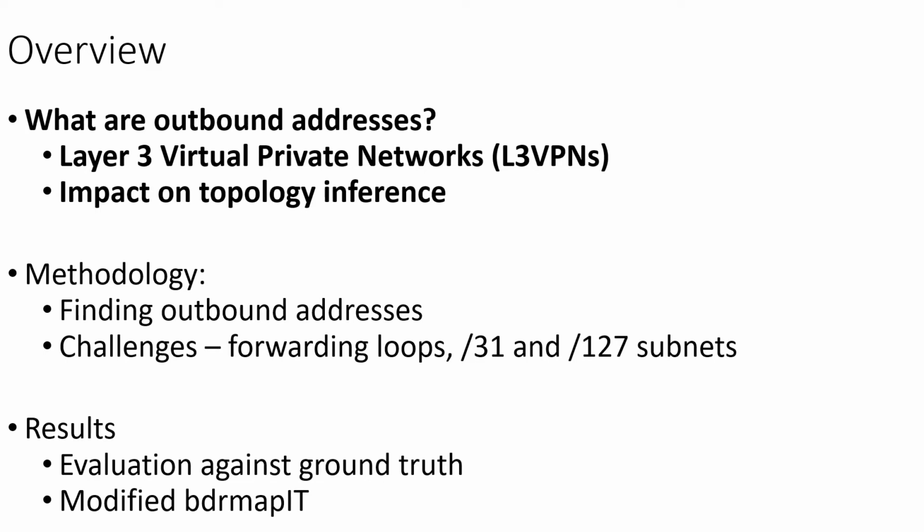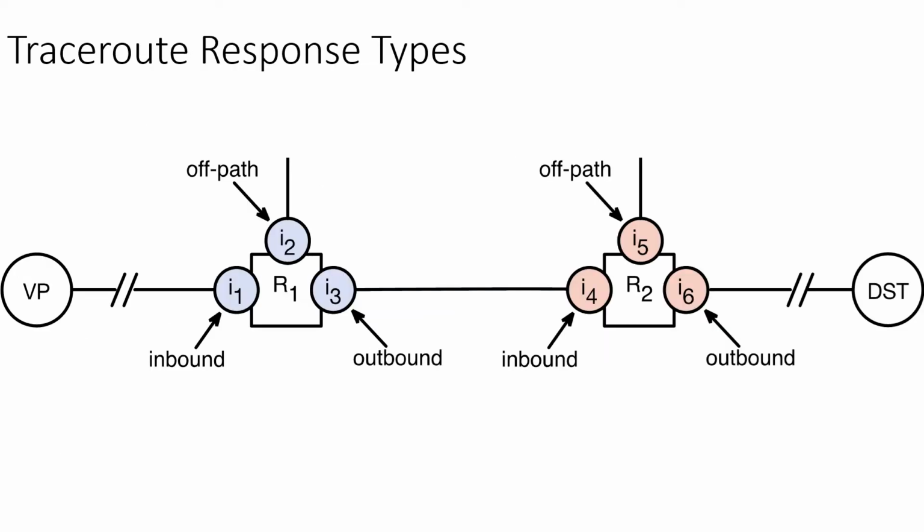So first things first, what are outbound addresses in traceroute? Well, let's say you send a traceroute probe, the probe expires at some router, and then the router replies with an ICMP time exceeded packet. We generally expect that the reply will use a source address that corresponds to either the inbound interface or some off-path interface. The inbound interface is the interface that received the traceroute probe, and this is the most common reply type in traceroute. Now, some routers always reply with the inbound address, but others use the address of the interface that transmitted the traceroute reply.